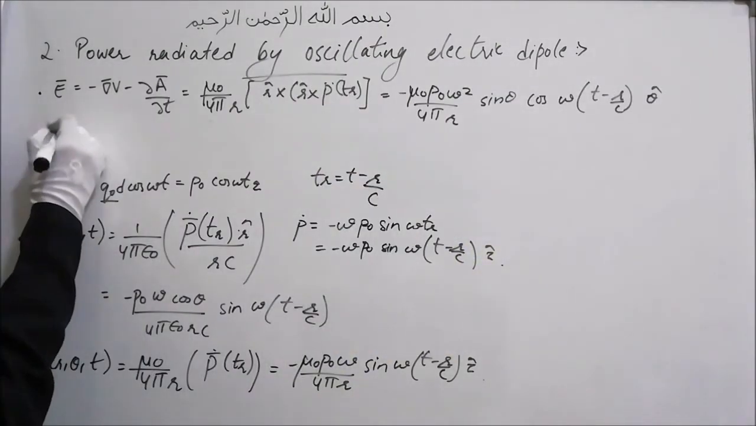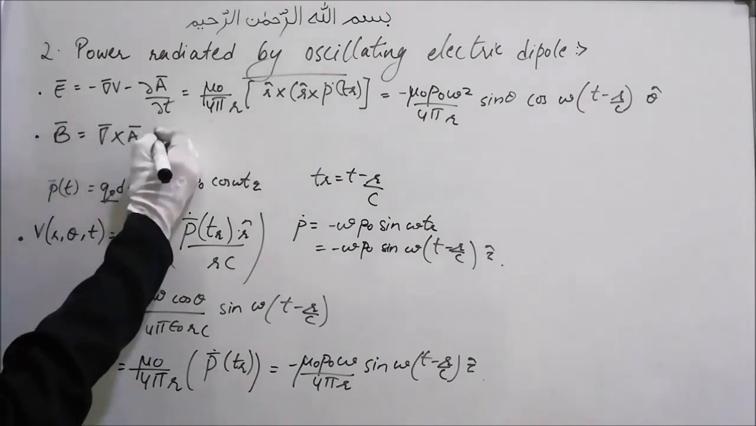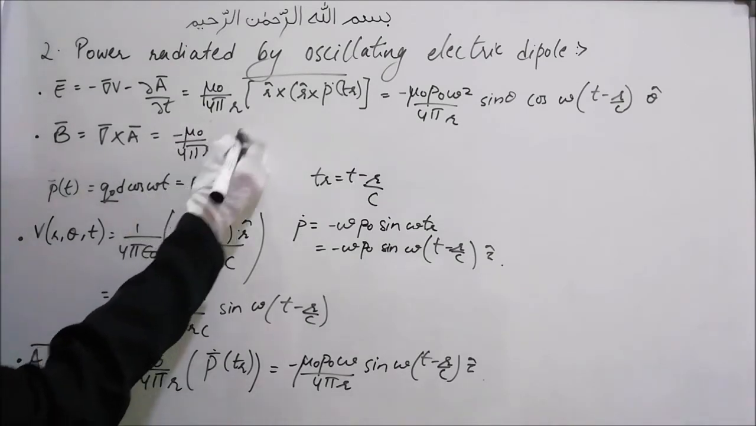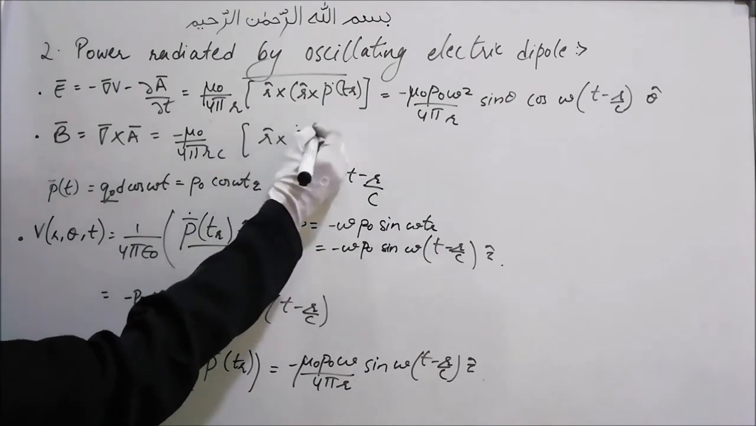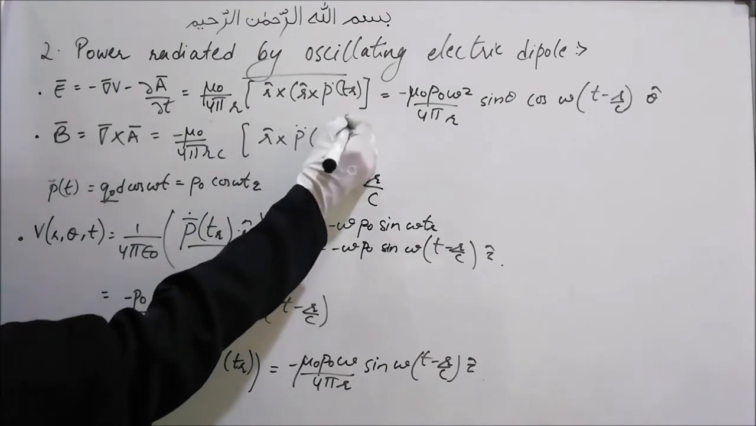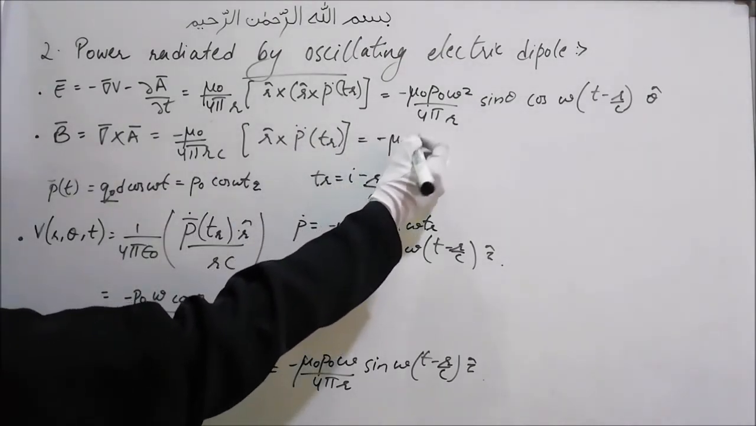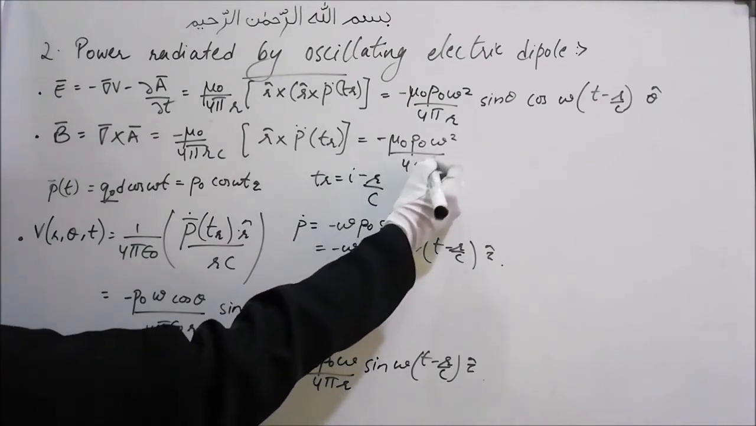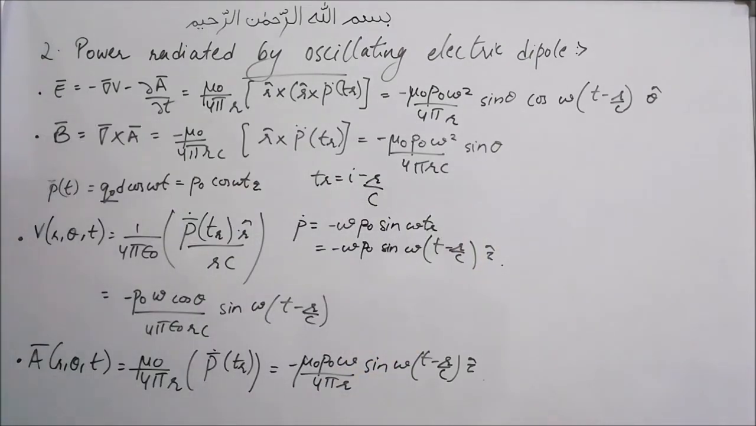Then you can also find the magnetic field, which will be del bar cross A bar, equal to minus mu naught upon 4 pi r c, we'll have r hat cross p double dot t_r. Solving this, we'll get minus mu naught p naught omega squared divided by 4 pi r c sine theta cos omega t minus r by c phi hat.